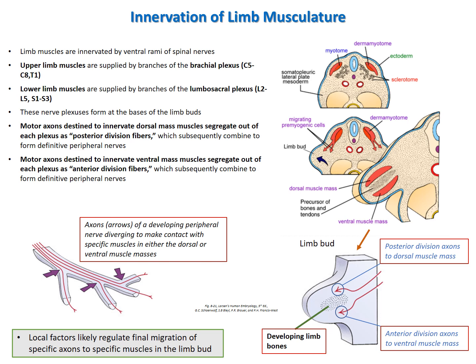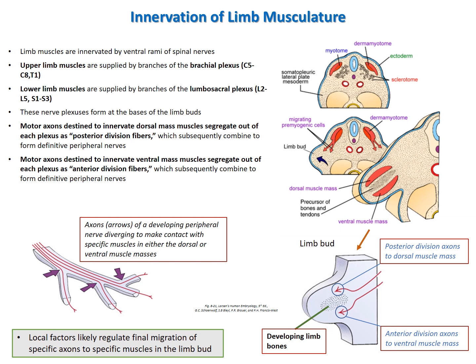Because of their somatic origin, it should not be surprising to learn that the nerve supply to upper limb muscles is derived from the brachial plexus, consisting of C5 to C8 and T1 nerve fibers, and the lumbosacral plexus consisting of L2 to L5 and S1 to S3 nerve fibers for the lower limb. These nerve plexuses form at the bases of the limb buds.